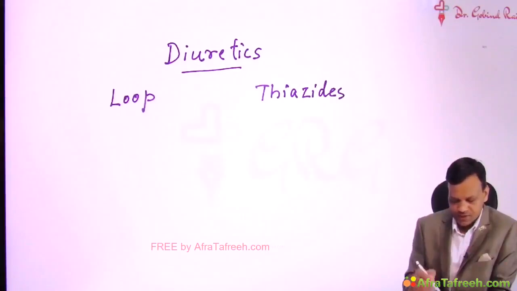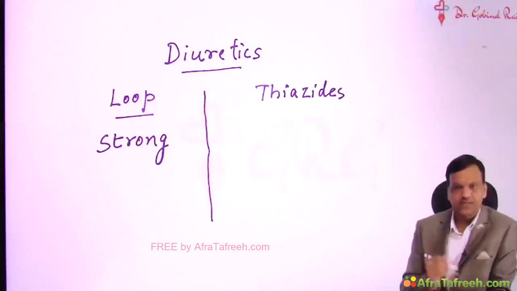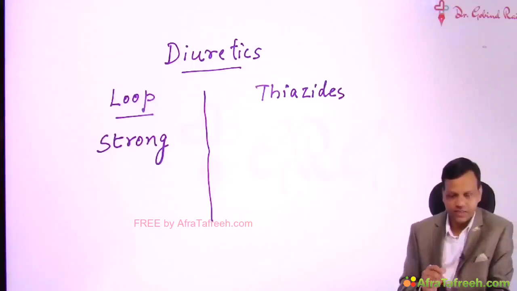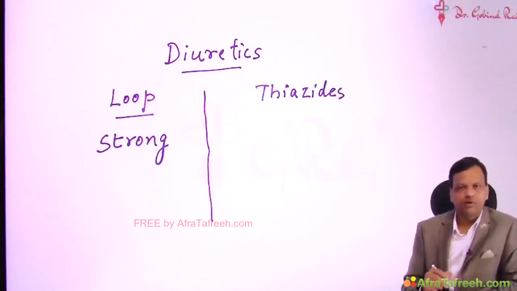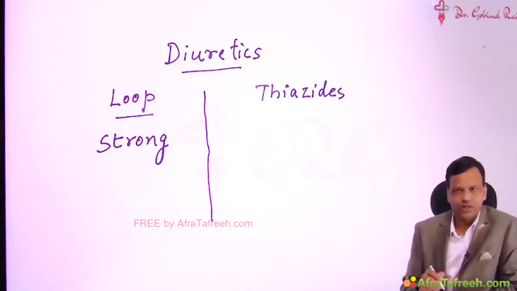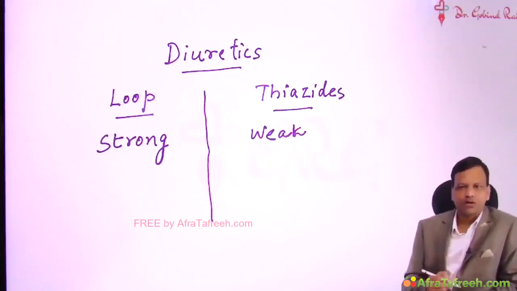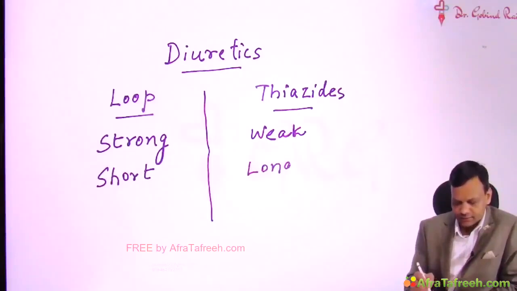The basic difference between these 2 groups of diuretics is, loop diuretics are very strong diuretics. They are called high ceiling diuretics. High ceiling diuretics means they have high efficacy. That means they can remove large amount of fluid from the body. Large amount of sodium and water can be removed from the body. On the other hand, thiazides are relatively weak diuretics. That means they can remove a little bit of sodium and water from the body, but not large amounts. But most of the loop diuretics are short acting, whereas most thiazides are long acting.